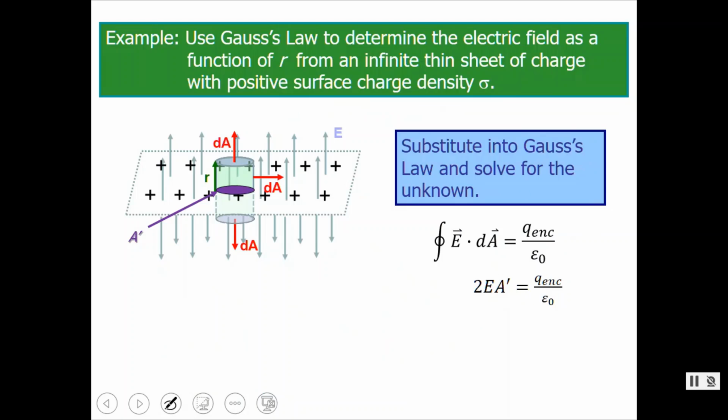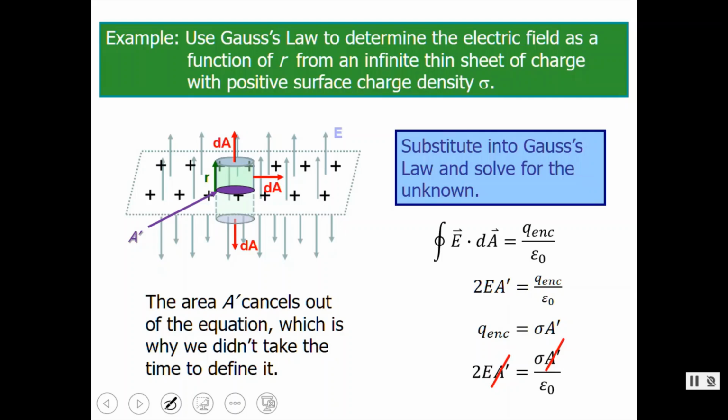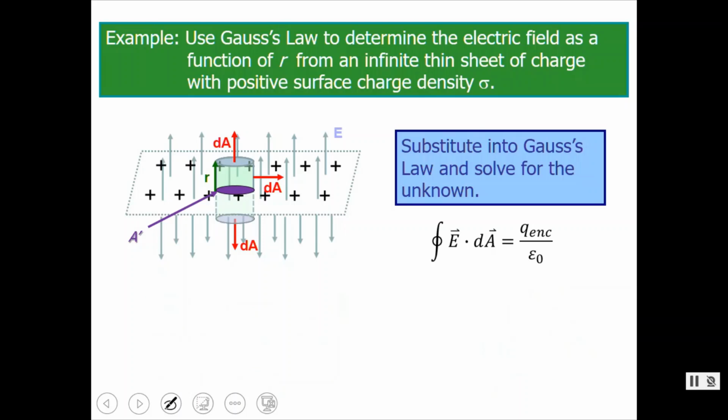Then we take that and substitute in. We had previously that Gauss's law was 2EA prime equals Q enclosed over E naught. Subbing in for Q enclosed, we get that 2EA prime is equal to sigma A prime over E naught. The A primes cancel, which is good because we don't actually know what that area is. It was an undefined variable. We defined it, and it cancels out. You'll often do that: you'll introduce variables that will end up canceling out. So substitute everything into Gauss's law, and you end up with E equals sigma over 2E naught.